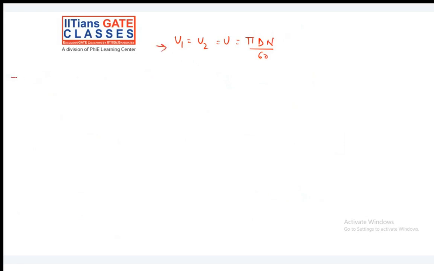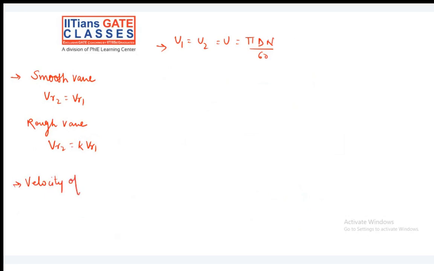Second thing we should know is that if the vane is smooth, then Vr2 is equal to Vr1. And if the vane is not smooth, that means it is a rough vane, then Vr2 is equal to K times Vr1. Okay. And the next thing is velocity of jet.